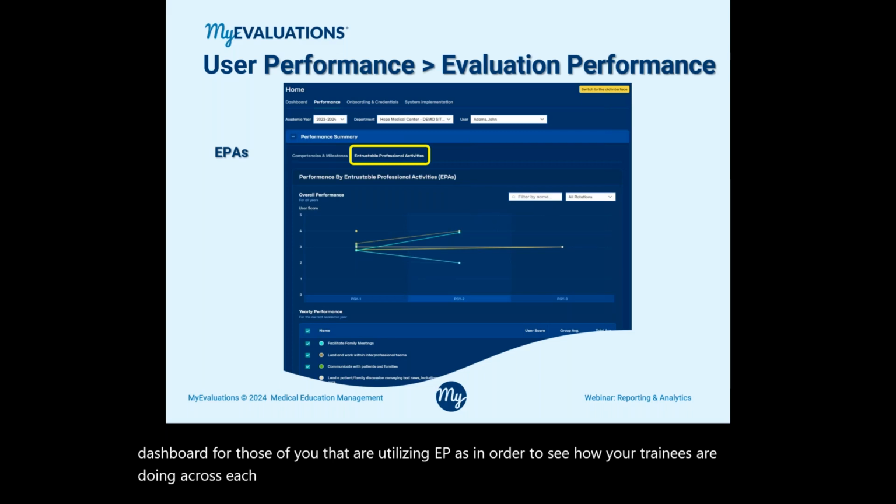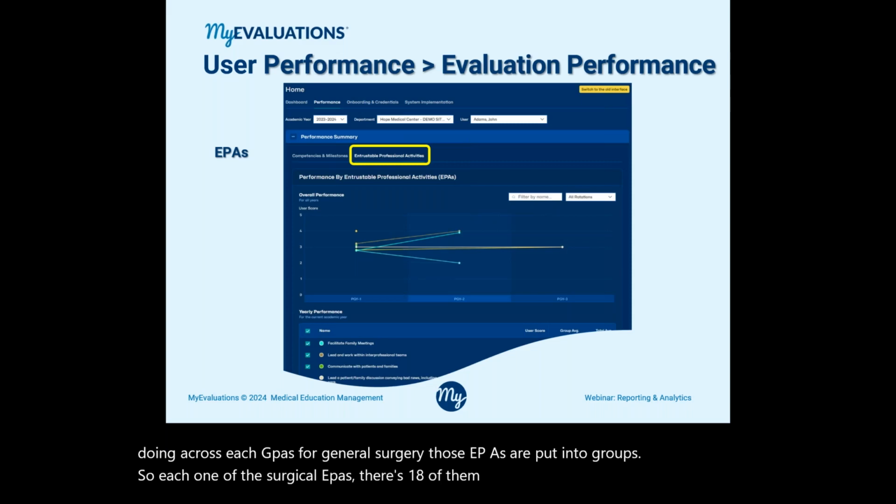For general surgery, those EPAs are put into groups. So each one of the surgical EPAs, there's 18 of them all together, they are put into groups where they have 3 components.